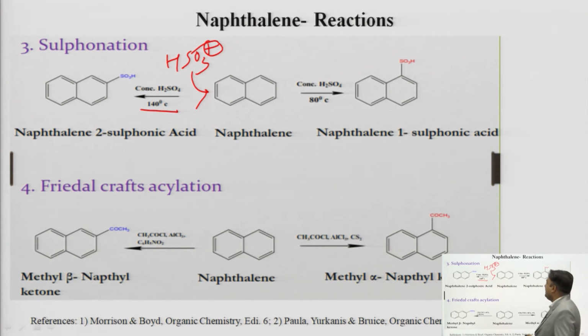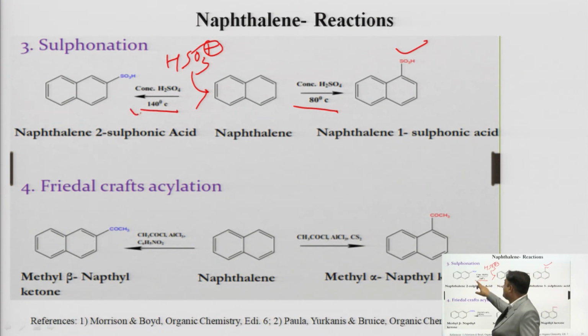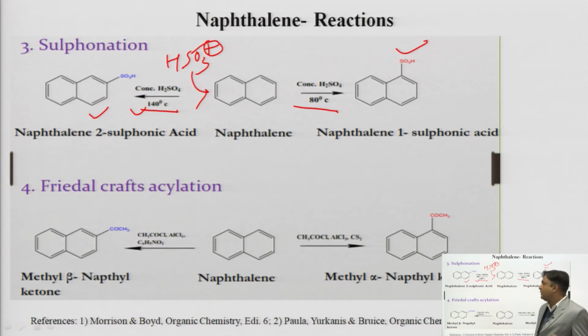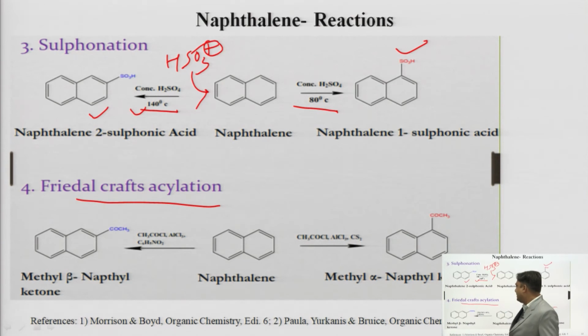If that attack takes place at low temperature, we get the one-substituted product. If that attack takes place at a higher temperature, about 140 degrees centigrade, we get the two-substituted products. At this point we should take care that the substitution depends on the temperature of the reaction. Then we come to the Friedel-Crafts acylation reaction.